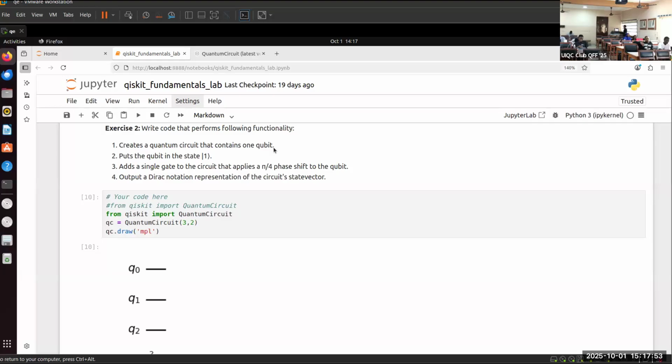So can someone tell us if this is the required solution now? Anyone? Volunteer? This is a Python compliant solution, Qiskit compliant, but is this the required solution if you are asked, number 1, to create a circuit with 1 qubit? No, right? Because this circuit has how many qubits?